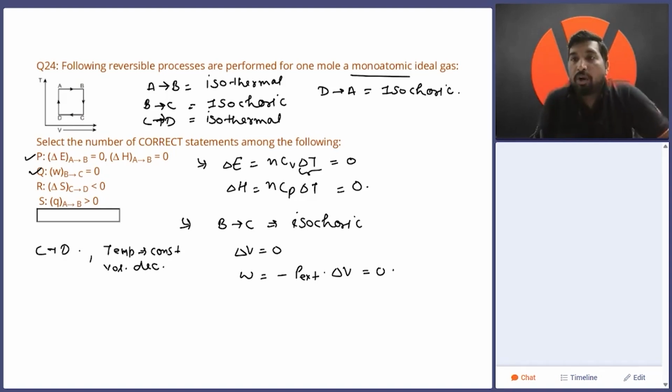When we decrease the volume, entropy change will decrease. Yes, definitely delta S should be less than 0. So our statement is also right.